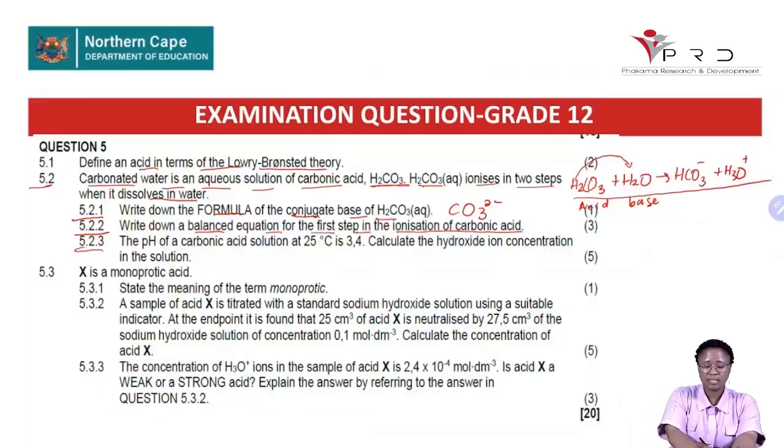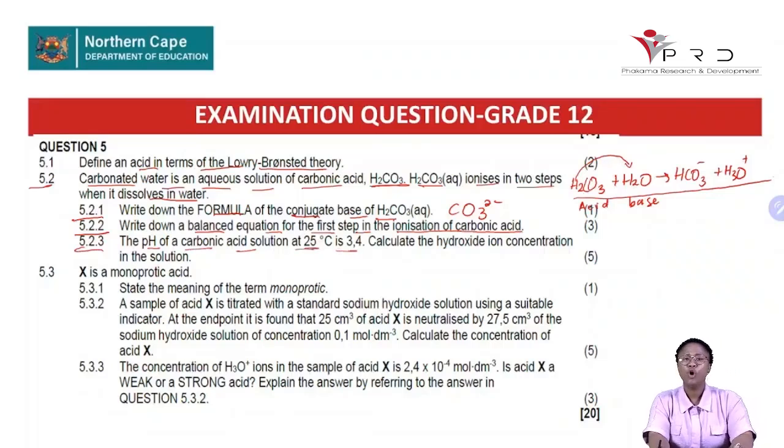5.2.3. The question says the pH of a carbonic acid at 25 degrees is 3,4. So in this question, they gave us the pH. Normally, sometimes the question can say calculate the pH, but in this question, the examiner has turned things around. They want you now to calculate the concentration of something because they've already given you the pH. And this pH is at 25 degrees Celsius. What comes into your mind? The Kw formula, if you still remember it.